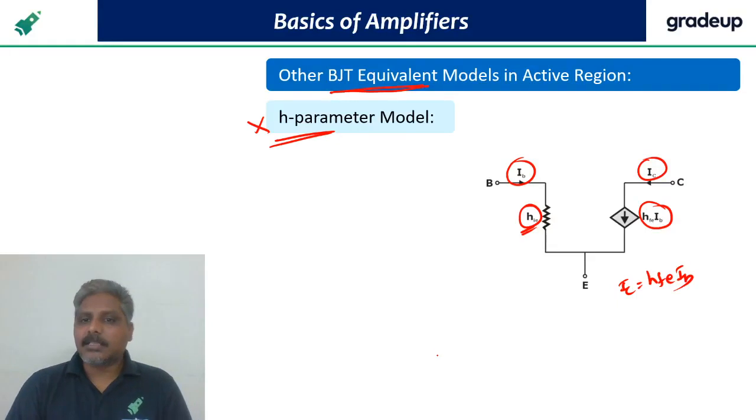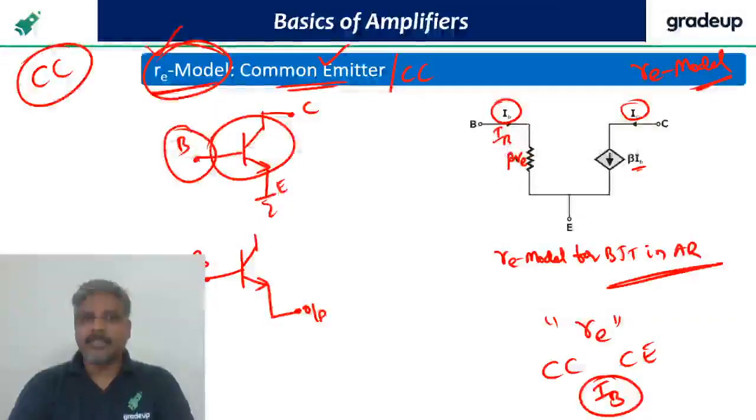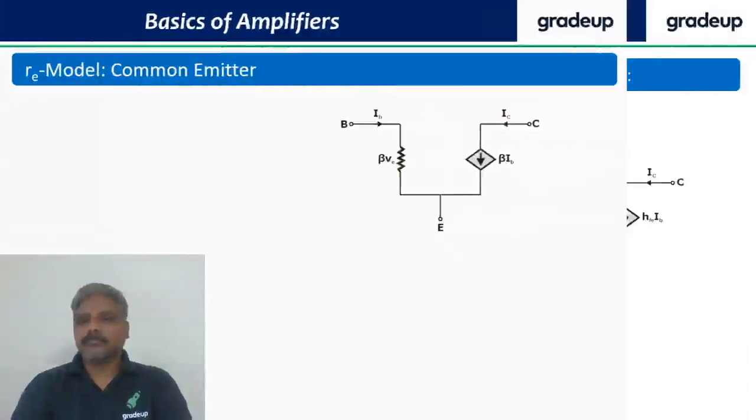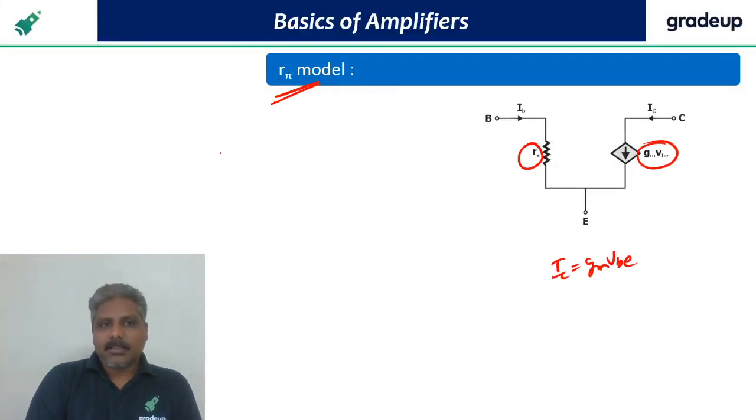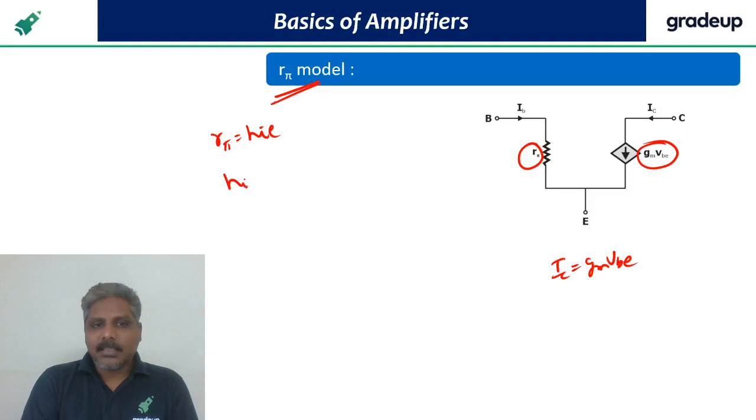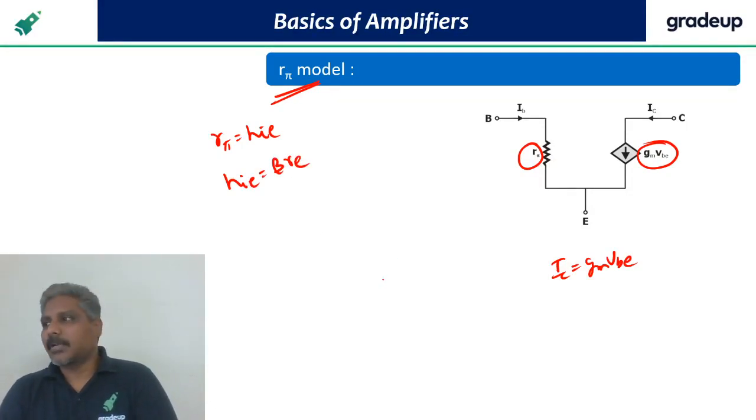Here this is HIE. So from these three models, you can see a similarity between these three. This one, and this one. If you see the similarities, can I say RPi is equal to HIE, or can I say HIE is equal to beta RE, right?